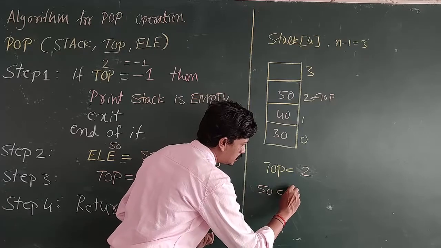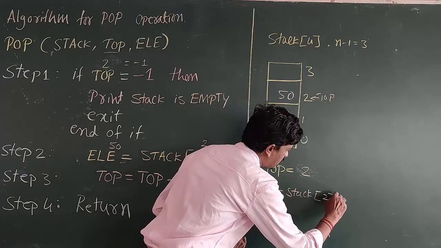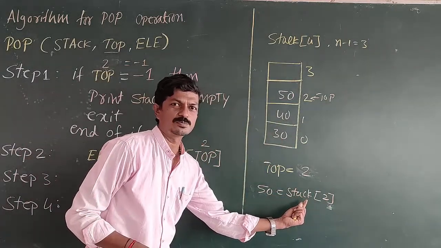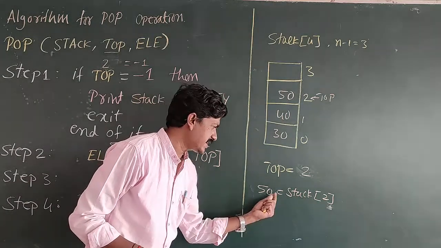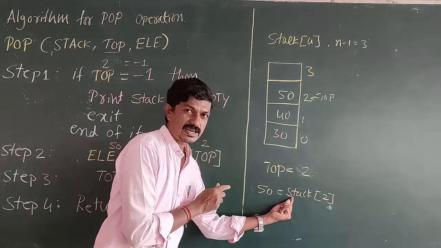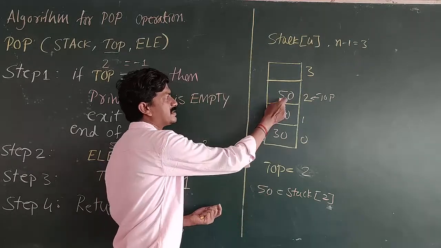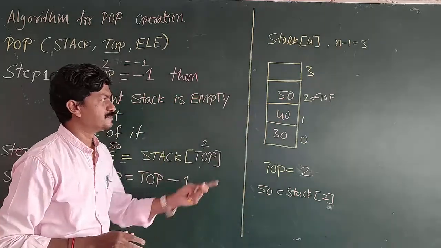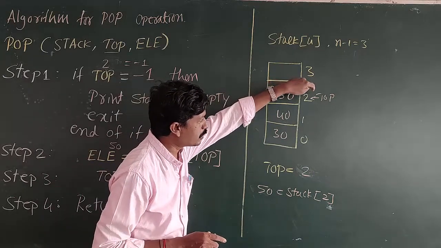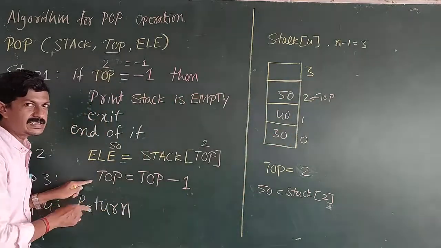50 equal to stack of second index, which is performing the deletion operation. It is a simple assignment operation which is removing an element from the stack data structure. We are assigning stack of top to 50. It is performing the deletion operation. Once we select a particular element from the top position of the stack data structure, after that we are decreasing the top pointer.